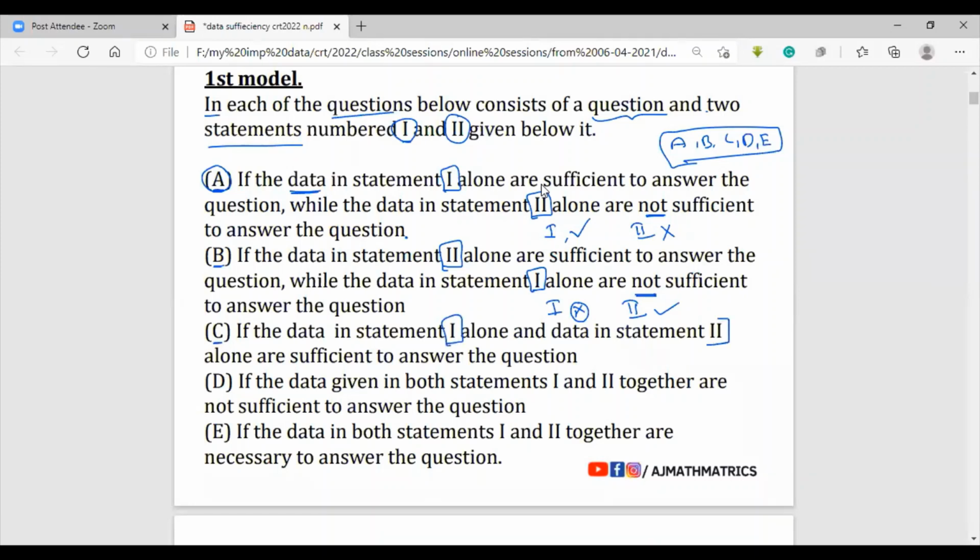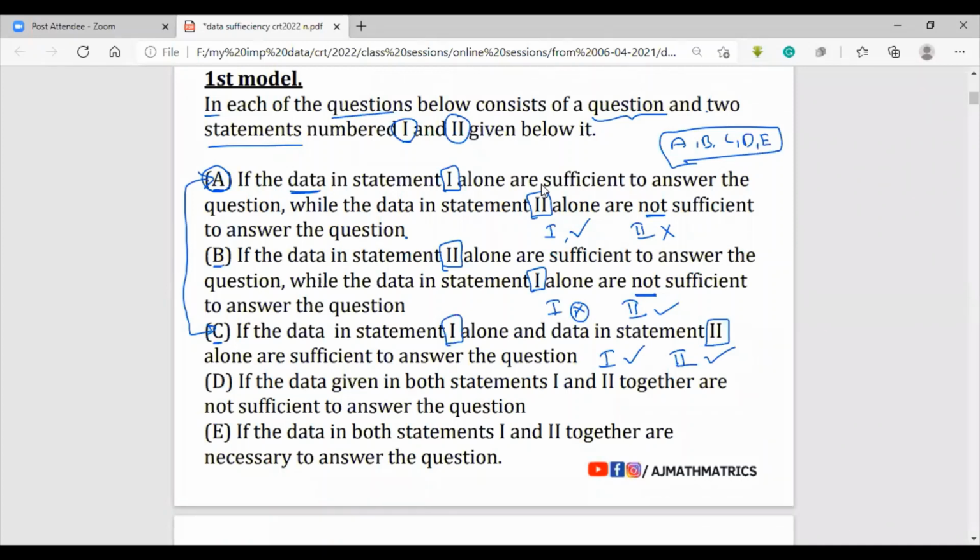and the data in statement 2 alone is sufficient. So if I'm taking 1 and 2 like this, what does C indicate? C indicates 1 alone sufficient, 2 alone sufficient. But the thing you need to concentrate on here is that A and C are similar to each other. So option A and option C indicate 1 alone sufficient. Now, without checking the data in statement 2, how do you decide? We cannot decide, because in both options, 1 is alone sufficient.